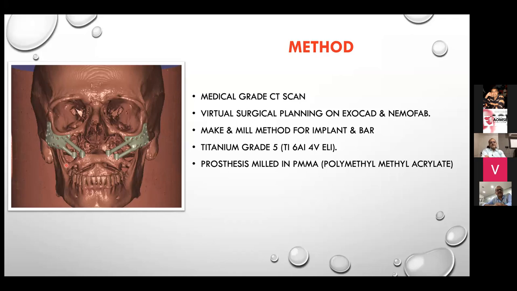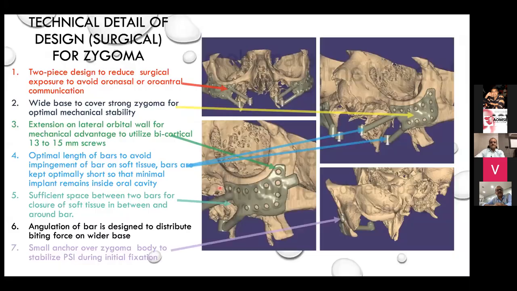So the idea is this is a single stage procedure where the patient needs to just get the CT scan and the lower impression, including the occlusion and vertical dimension, everything decided digitally. So the patient needs to give impression and the design only once. And when they come, the entire procedure is done in a single setting, including the placement of the implant and the fixation of the prosthesis, which actually reduces the entire overall time of taking impression and then fabrication of the prosthesis.